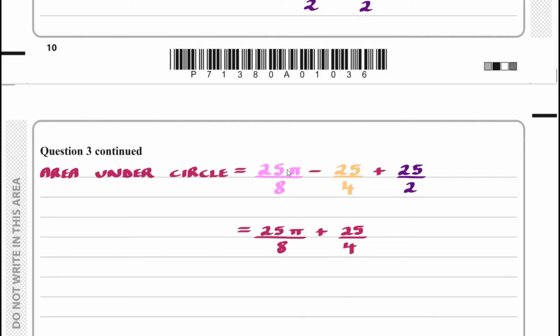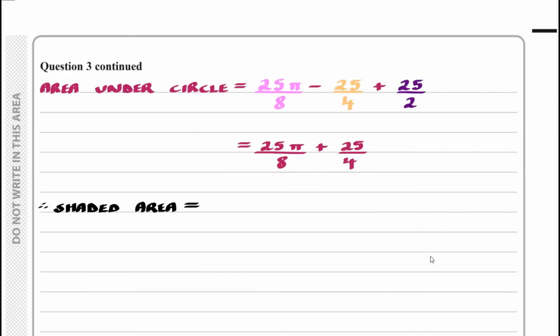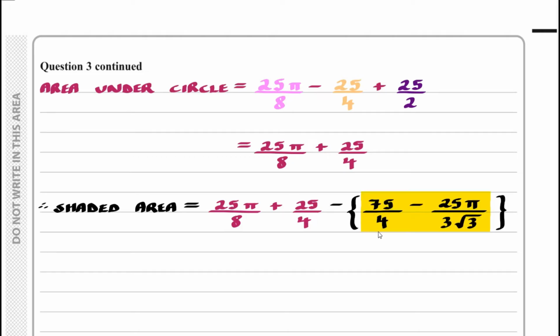So now that we know what the area under the circle is, the shaded area R is equal to the area under the circle, 25π/8 plus 25/4, and then we subtract what we worked out previously, the area under C, which is 25/4, subtract 25π/3√3. So let's try to simplify this.